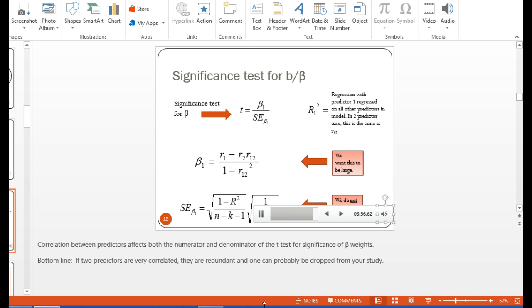So too much correlation between our predictors does double duty in the sense that it decreases our numerator for the t-test and increases our denominator. So it does two things, and both of them are not good if our goal is to find significance for our beta weights. Okay, so I want you to know the elements that go into this, understand what factors impact the probability of finding significance for a given beta weight.